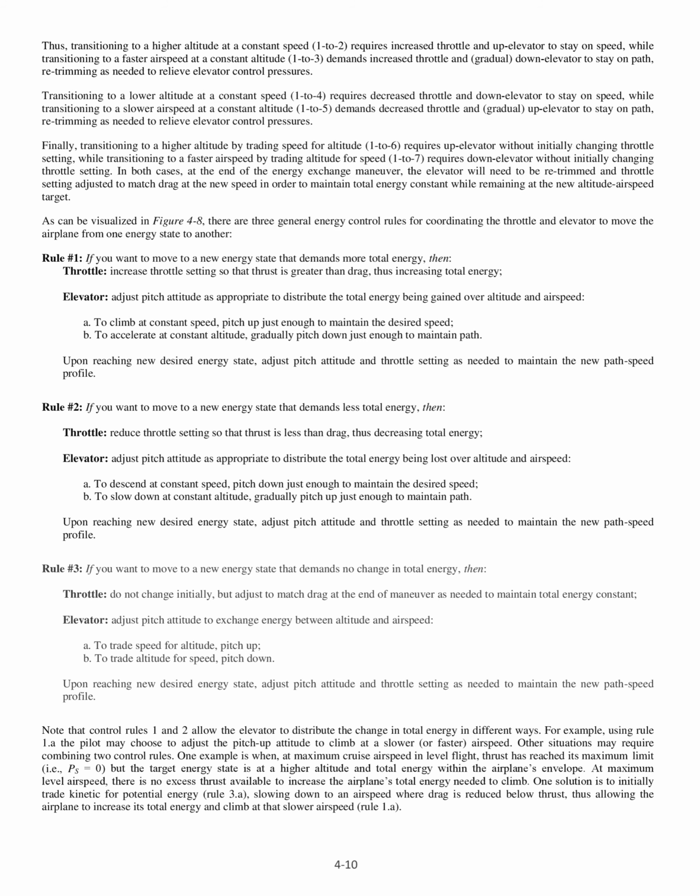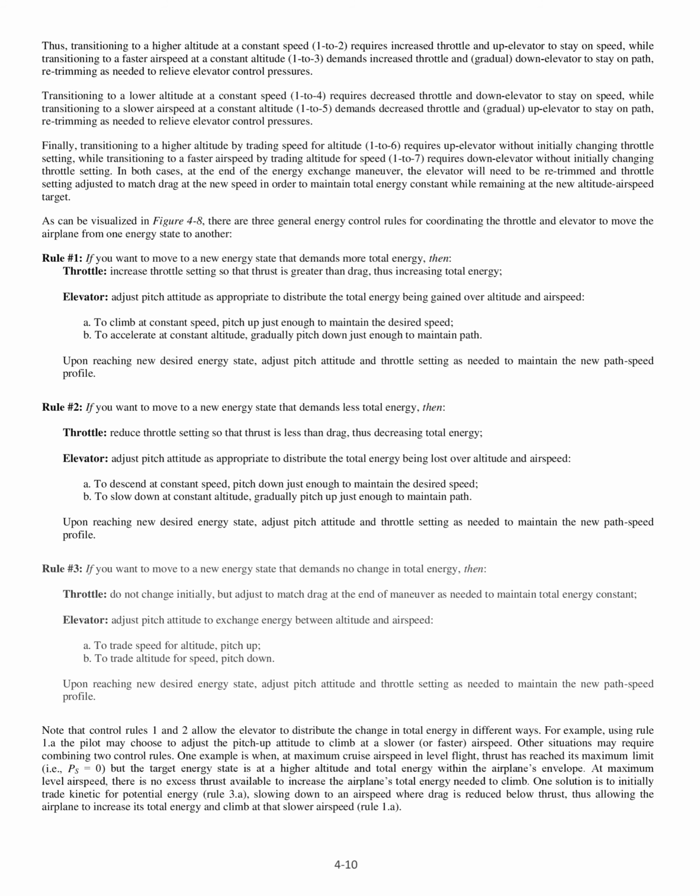Note that control rules 1 and 2 allow the elevator to distribute the change in total energy in different ways. For example, using Rule 1.a, the pilot may choose to adjust the pitch-up attitude to climb at a slower or faster airspeed. Other situations may require combining 2 control rules.